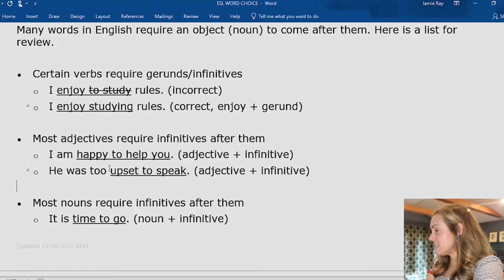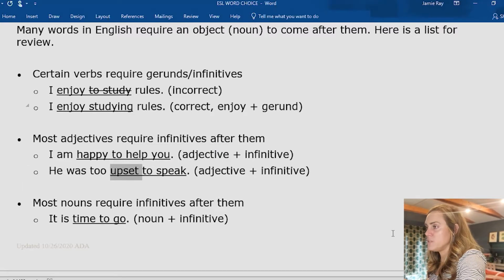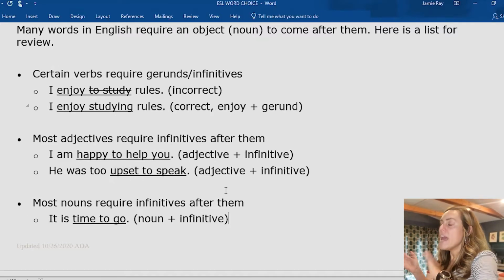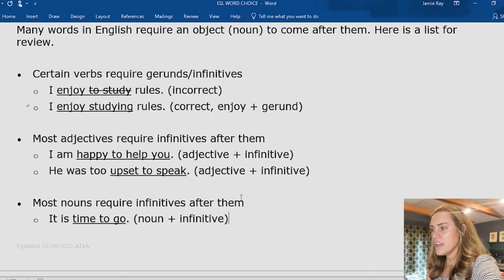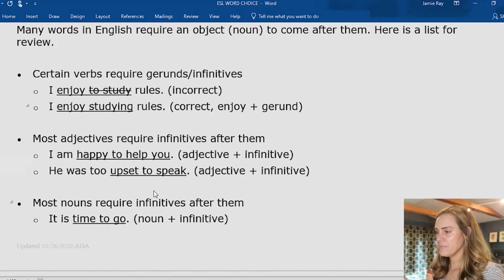I was too upset to speak. Upset's the adjective. I was too upset to speak. We don't say I was too upset speaking. Okay? I mean, if you do, the meaning changes. After nouns, if you want to use an activity, then you need an infinitive. It's time. It's time for what? It's time to go. We don't say it's time going.